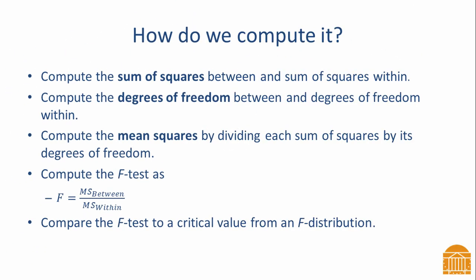Without getting into detail about the actual equations, the steps for computing the F-test are as follows. First, we partition the total sum of squares into two parts, the between-group sum of squares and the within-group sum of squares. We then divide each sum of squares by its degrees of freedom to get the mean squares. Then we compute F as the ratio of mean squares. Specifically, F is the mean squares between divided by the mean squares within. We then compare the F-test to the F-distribution to make decisions about the null hypothesis.